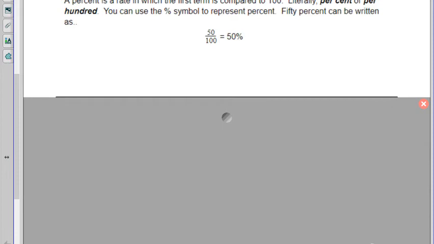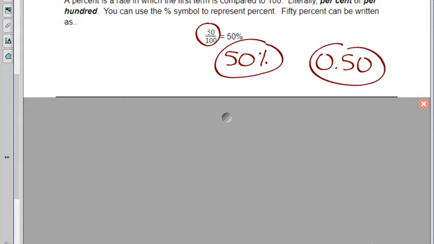So, percent, here we go. If we have 50 out of 100, that's 50%. We just write that 50, and then this is the percent sign, just like that. 50%, 50 per 100. Also notice that 50 hundredths is also equivalent. So we can readily go between fraction, percent, and decimal form.